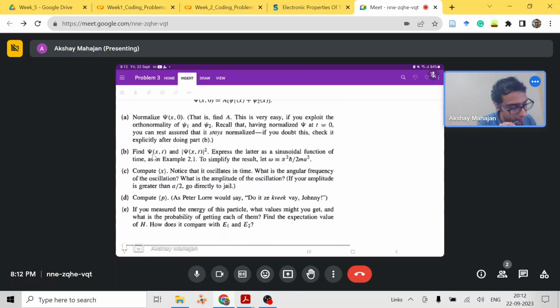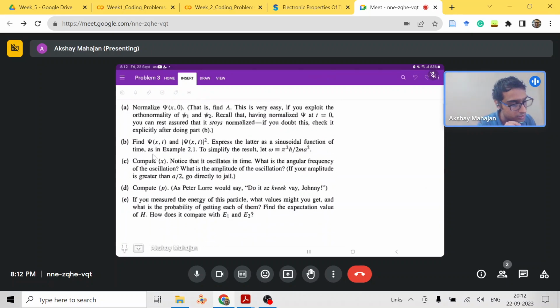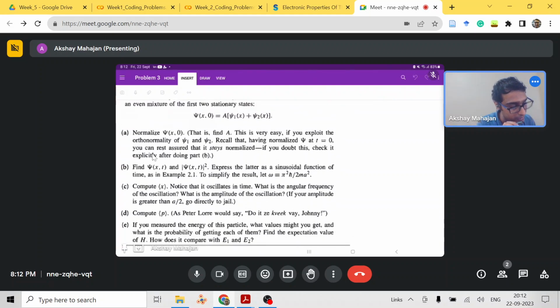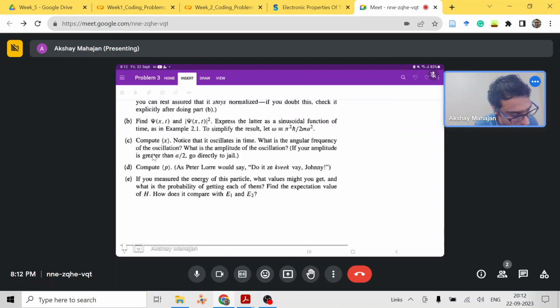We have several parts to solve. The first part is to normalize psi(x,0), that is, find the value of A. Okay, so let us start with this.